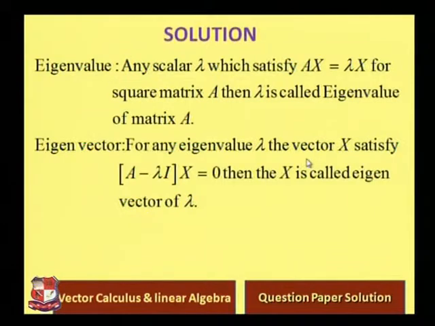So eigenvalue lambda, the vector x satisfies this form: A minus lambda I into x. This is a matrix form, because A is a matrix, lambda is a scalar, and a scalar into any matrix is a matrix. So A minus lambda I gives one matrix, and into x equals 0. Then this x satisfies this condition, and x is called the eigenvector of lambda.